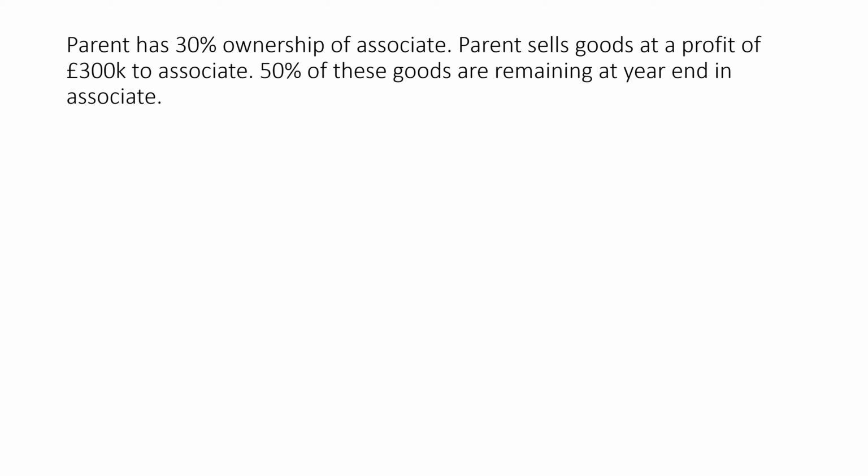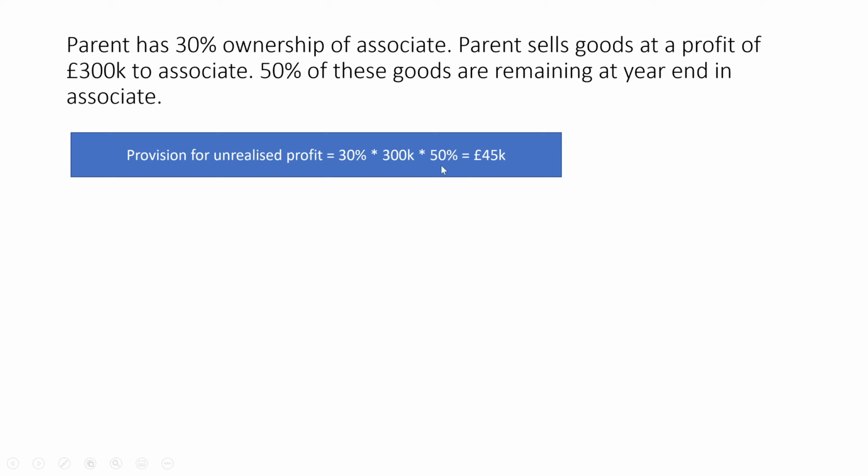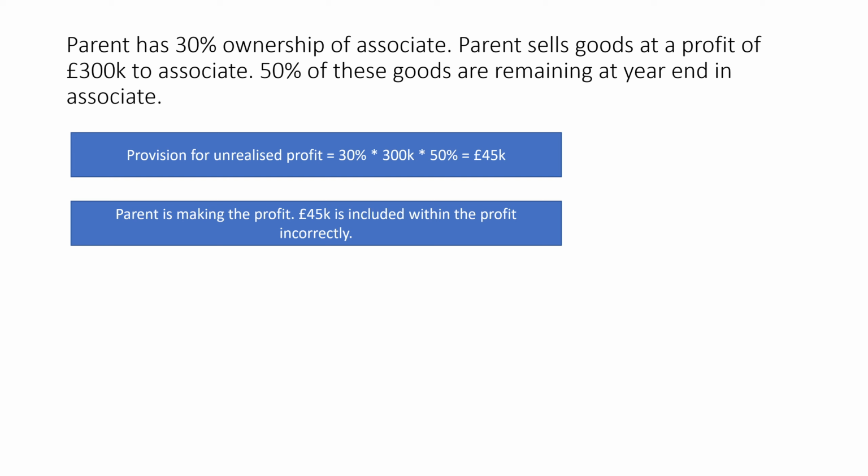Now, the only other potential transaction that can happen is the same transaction, except the parent is selling to the associate, and the inventory is held at the associate on the associate's books. So again, we're making a provision. The provision for unrealized profit, or PURP, is 45k. And that's the adjustment we need to make. The parent is making the profit this time, and the 45k is included within the profit incorrectly, so we need to reverse that out because it's like an intergroup transaction.